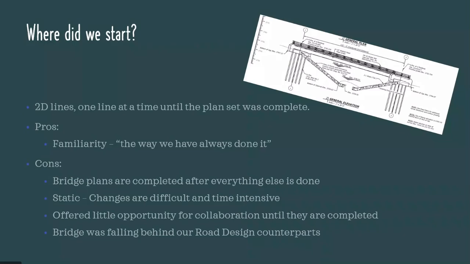If we roll back to about 2018 and before that, our bridge program was made up of 2D lines. Every time we designed and created a bridge, we would draw one line at a time until it slowly looked like a bridge on the page. More or less, you start to carve through 20 sheets or however many sheets you need to be able to build that bridge. And that's what we did.